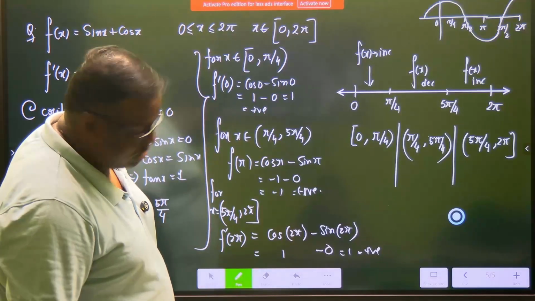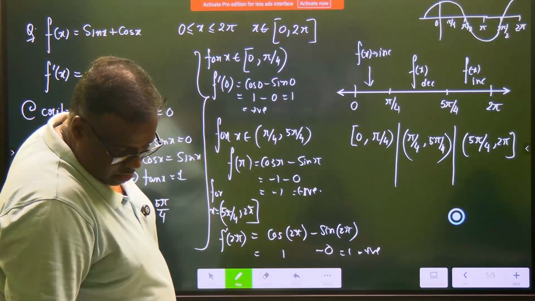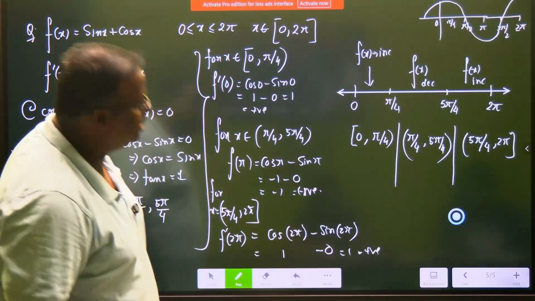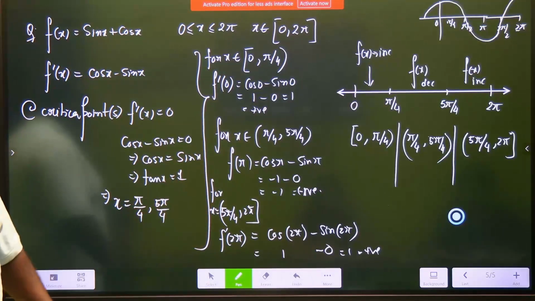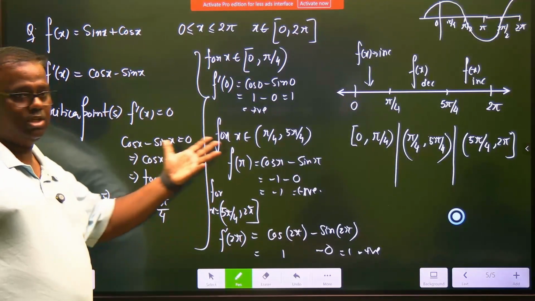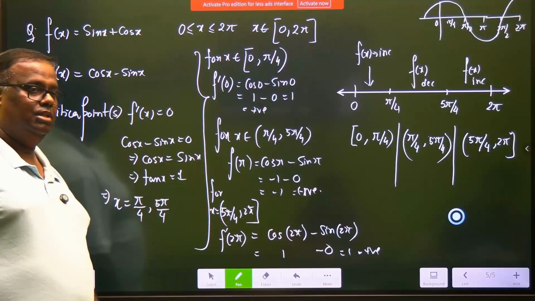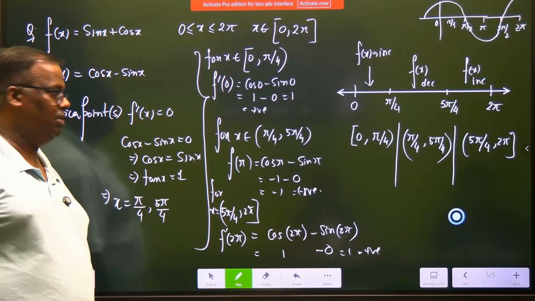So from 0 to 2 pi, our function is increasing, decreasing, increasing. Clear? Did you understand how to see the intervals? Shall we now go into our exercise problems? Okay, let's go.